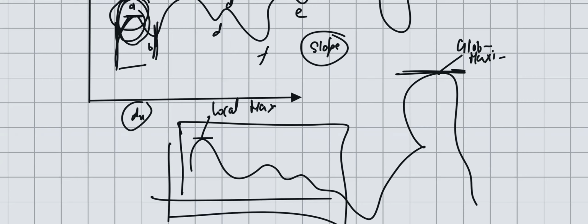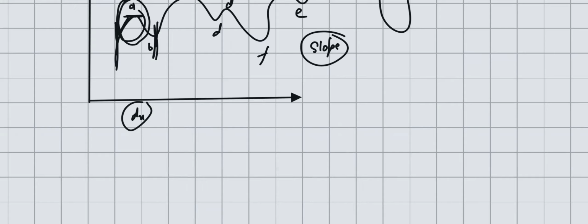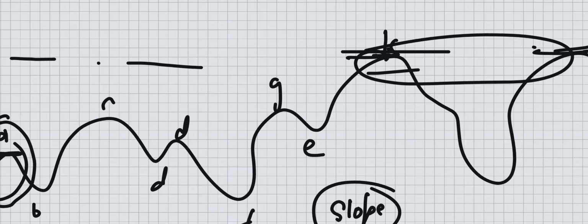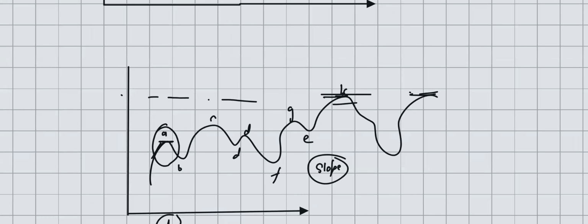In a similar fashion, we have the minimum. Just like we noticed for the maxima that the slope goes to zero, for the minima also the slope goes to zero. Understood? Don't say that this is the minimum, the reason is that from here the curve has started.